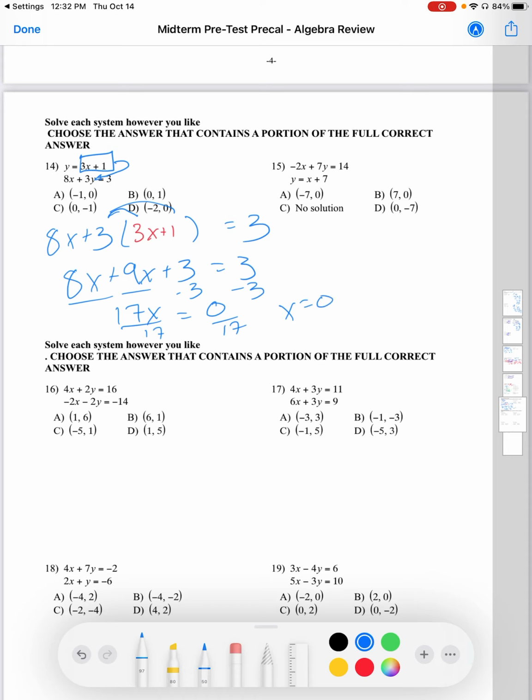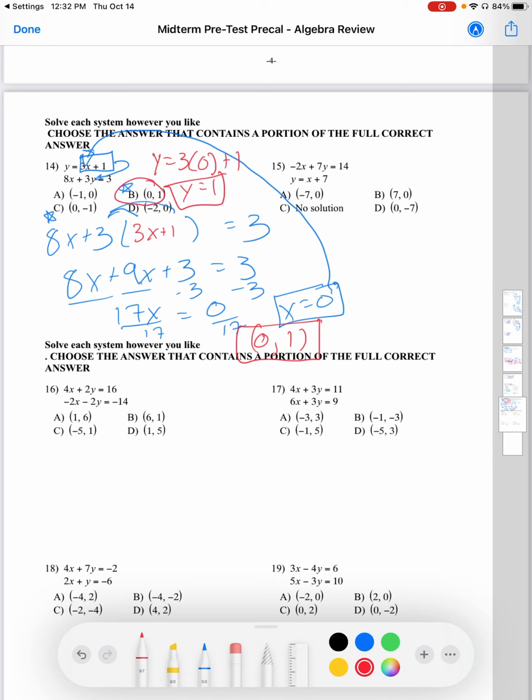Is that a possible answer? Yes. But if we notice here, B has x is 0, C has x is 0. So we're going to plug that back in. So y equals 3 times 0 plus 1. Y equals 1. So the point is 0, comma 1. That's our answer, which is B.